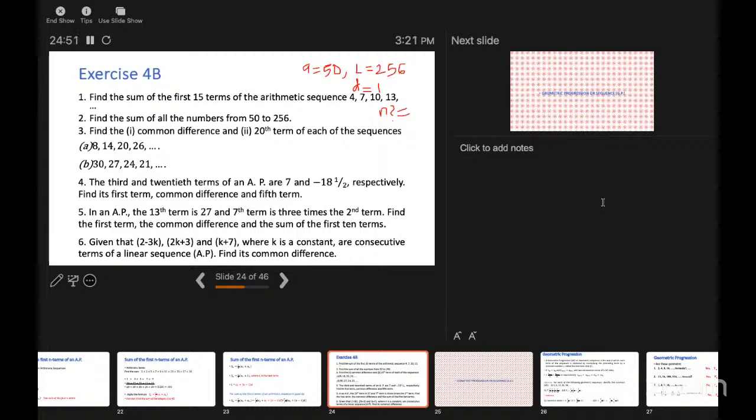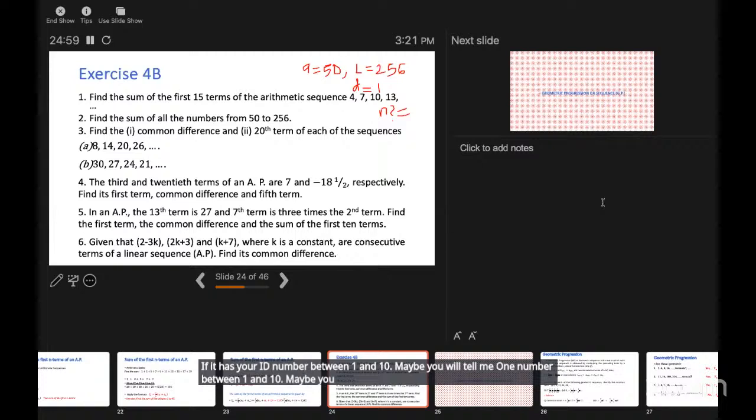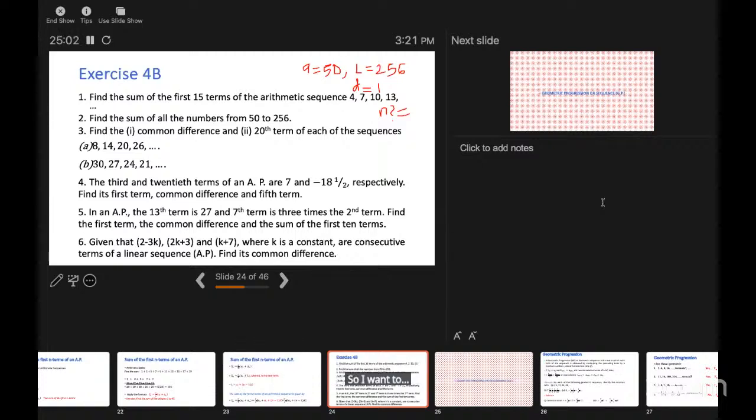If I ask you how many counting numbers between 1 and 10, maybe you will tell me it's 9. Is it 9? So counting numbers between 50 and 256, 207. So that is how we got it. And you can use any of the formulas as you move on.